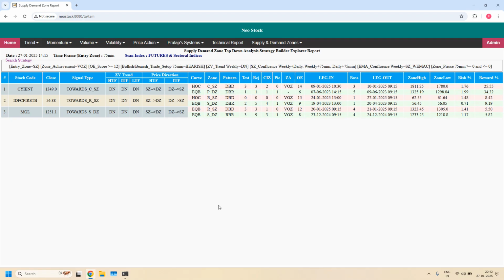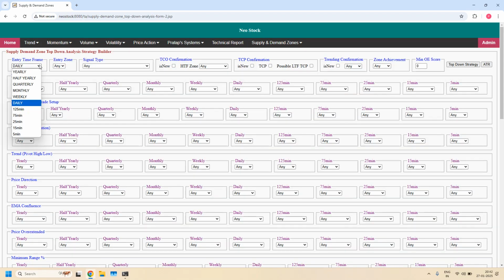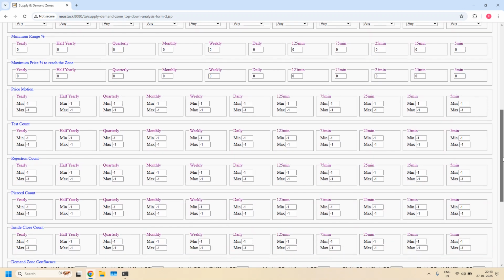Okay, next, this was about the bearish trade setup, weekly income trade. Next, daily income trade, bullish trade setup. Entry time frame is 15 minutes. Entry zone is demand zone. In bullish or bearish trade setup at 15 minutes time frame, I am selecting bullish. And this 15 minutes demand zone should not be pierced.